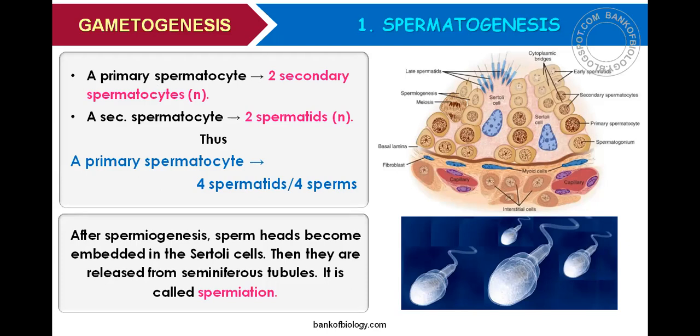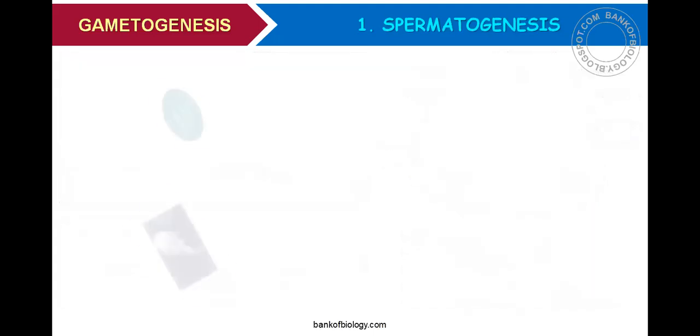Then after spermiogenesis, the sperm head becomes embedded in the Sertoli cells. Then they are released from the seminiferous tubule. What do you call it? We call it spermiation.